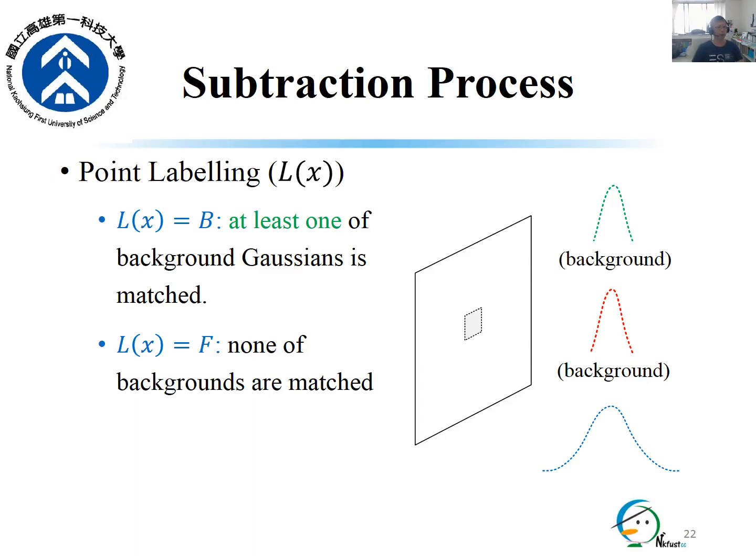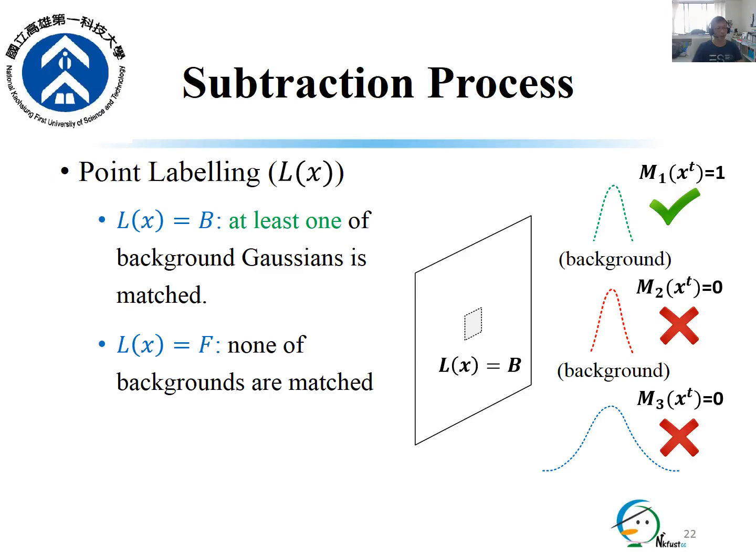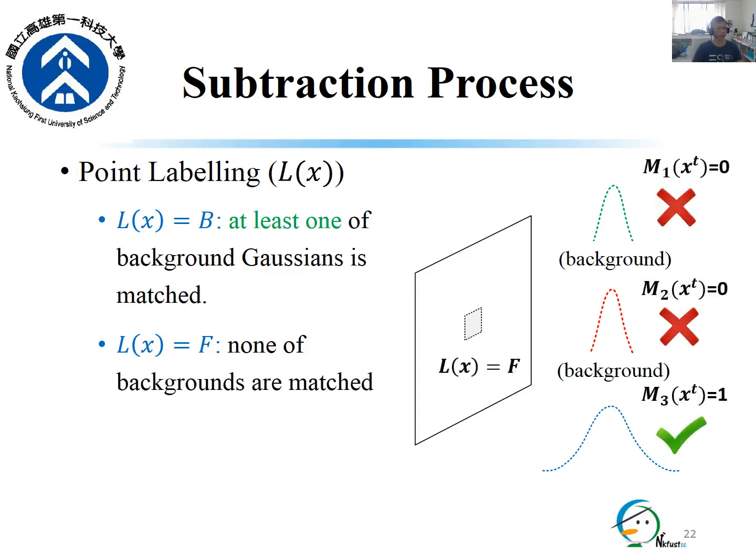After determining the background Gaussians, we next assign the label foreground or background to the point according to its observation xt. If xt matches at least one background Gaussian, we classify it as background. Otherwise, it is classified as foreground. In this example, one background Gaussian is matched, so we label it as background. The next example shows that none of the background Gaussians are matched, so we label it as foreground.